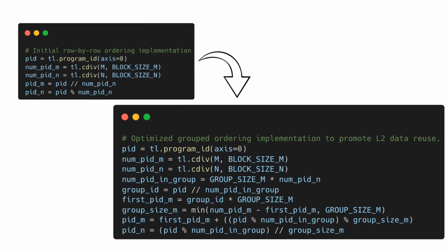In the optimized version, the code reorders the execution grid to process blocks in vertical groups, allowing the GPU to reuse cache data from matrix B multiple times before discarding it.